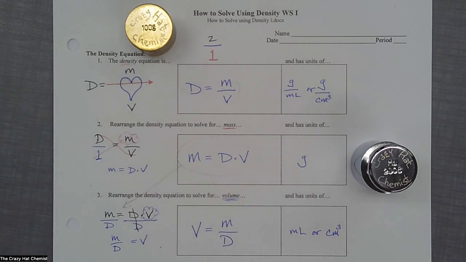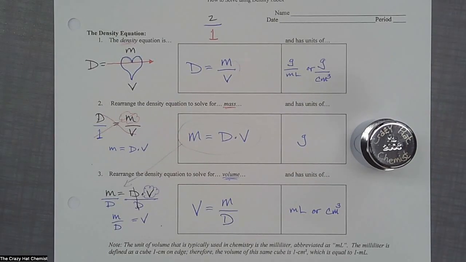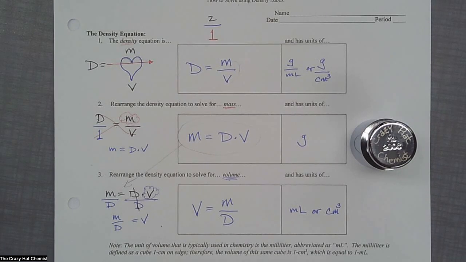Perfect. So now we have the three mathematical relationships associated with density, mass, and volume, and we also have their units associated with those. So what we're going to do now is scroll this up here just a little bit, and I'm going to read a couple of notes. It says, note number 1, the unit of volume that is typically used in chemistry is the milliliter, abbreviated as mL. The milliliter is defined as a cube 1 centimeter on edge. Therefore, the volume of this same cube is 1 cubic centimeter, which is equal to 1 milliliter.